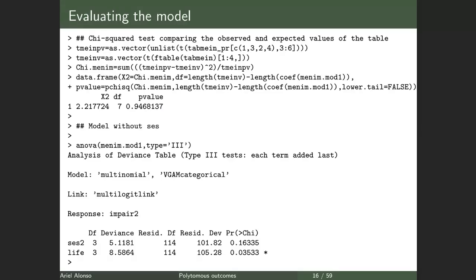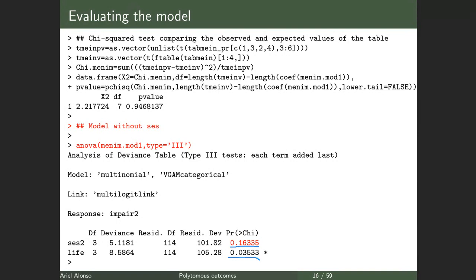And this is what we are doing next. So we are just calculating now. Well, the model seems to be okay. We are testing the effect of socioeconomic status and the effect of life events, and you can see that socioeconomic status was non-significant. We got a p-value of 0.16, but life events was actually significant. We got a p-value of 0.03.